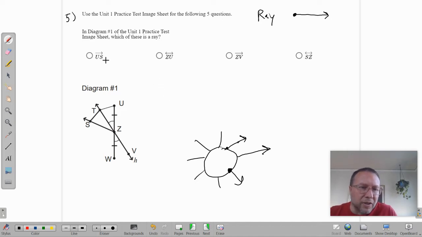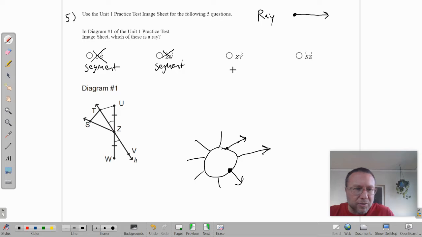Well, let's just run down the list here that they give us. US is actually one segment, and then there's another segment. But you notice there's no arrow. Nothing goes on forever there. So that's not it. ZU, so you notice that Z has a starting point, but then U has an ending point. This doesn't go on forever after U. So that's not a ray. This is a segment, right? And that's what this one was too. This one was also a segment.